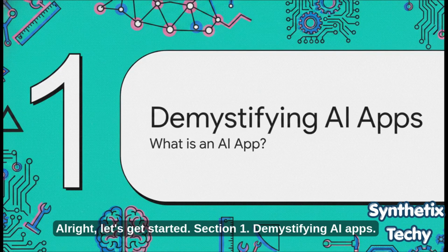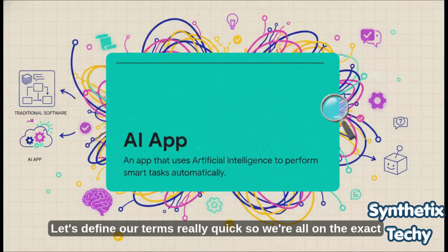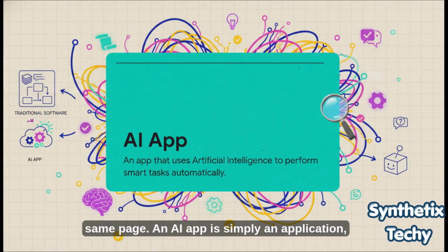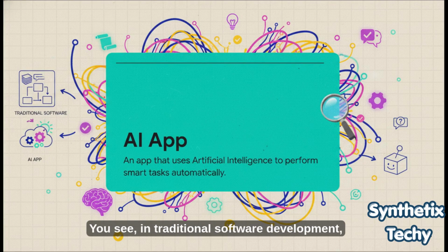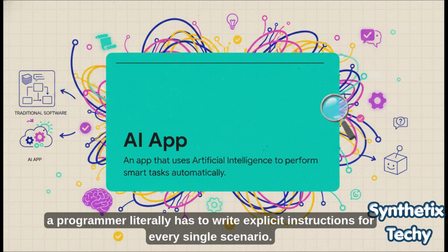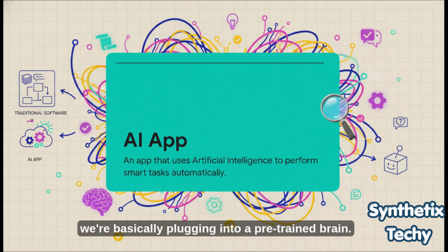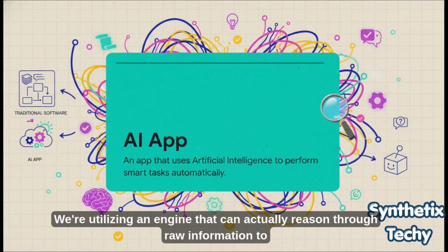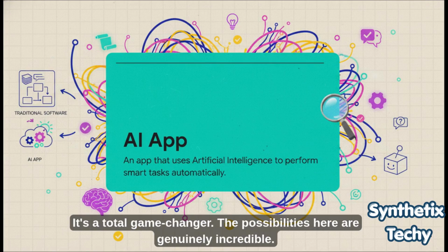Section 1. Demystifying AI apps. Let's understand what we're actually building here. Let's define our terms really quick so we're all on the exact same page. An AI app is simply an application that uses artificial intelligence to perform smart tasks automatically. You see, in traditional software development, a programmer literally has to write explicit instructions for every single scenario. It's exhausting. But with an AI app, instead of hard-coding every single rule, we're basically plugging into a pre-trained brain. We're utilizing an engine that can actually reason through raw information to give us a smart, context-aware output. It's a total game changer.